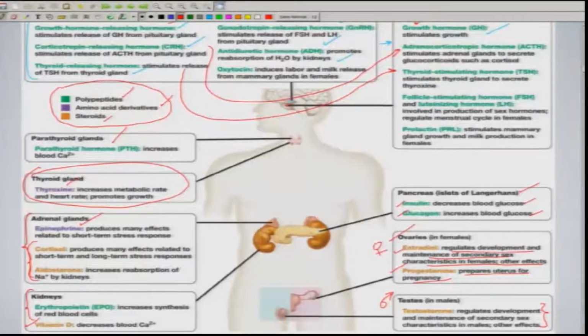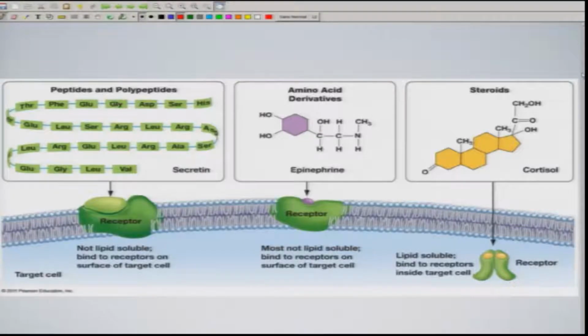So, now from here we will move on to the characteristics of these three, and if you look at the characteristics of these three, this is how it looks like. These are the polypeptides, long polypeptide chains, as you could see. They bind to the receptor and then the cascade of events takes place.